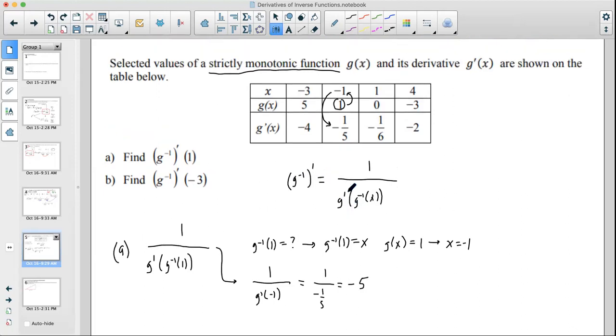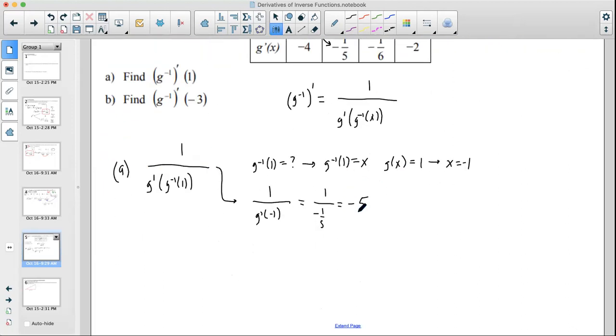So I can do a very similar thing for g inverse prime of -3, which is part B. It's going to be 1 over g prime at g inverse of -3. Now I'm going to do the same little trick up here where I'm like, what is this g inverse of -3? That's always kind of the hard thing to figure out. So I just set it equal to x. -3 is x, which implies that g of x should be equal to -3.